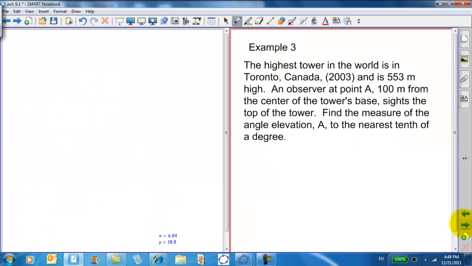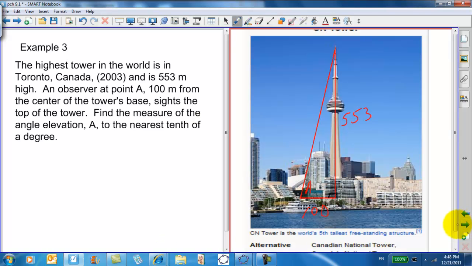Now, example 3. The highest tower in the world is the Toronto, Canada CN Tower, but this is in 2003, 553 meters high. Wow. Observer at point A, 100 meters from the base, sights the top of the tower. Find the measure of the angle of elevation A to the nearest tenth of a degree. Angles of elevation, angles of depression are always measured off this horizontal line through the viewer. So the viewer is raising their eyes at an angle of elevation like this.